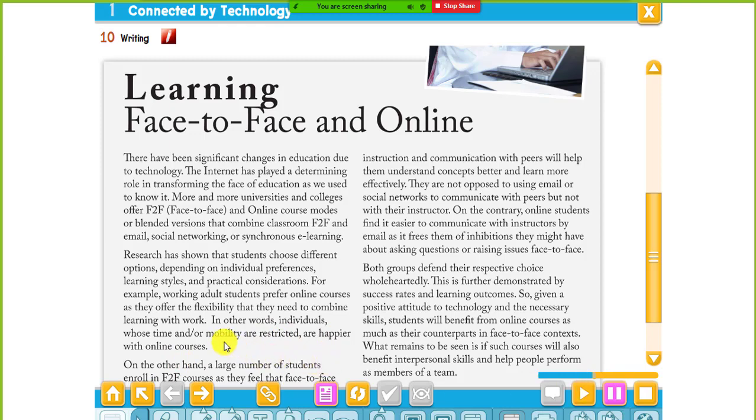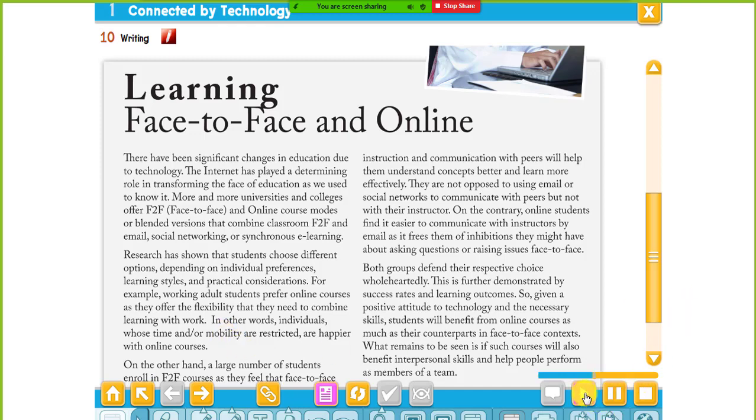Mobility means the ability to move, the ability to move or be active. Restricted means limited, they cannot move. Are happier with online courses. They prefer online, staying at home and studying through the internet.